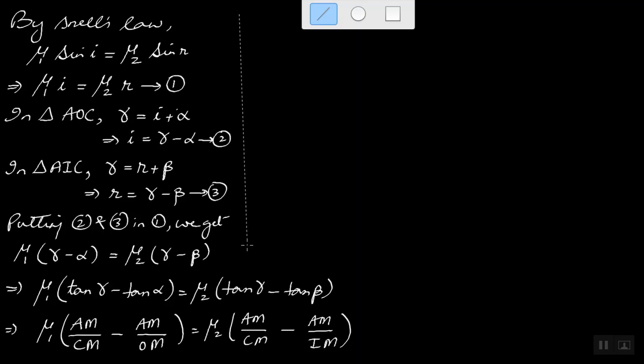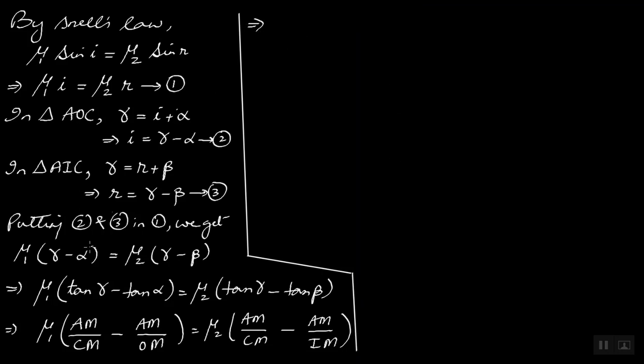All right, let me draw one line out here. Now I'm going to cancel the AMs and I'm going to put the mu1 and mu2 inside of the bracket. You have mu1 by CM minus mu1 by OM is equal to mu2 by CM minus mu2 by IM. Okay, call this equation 4.